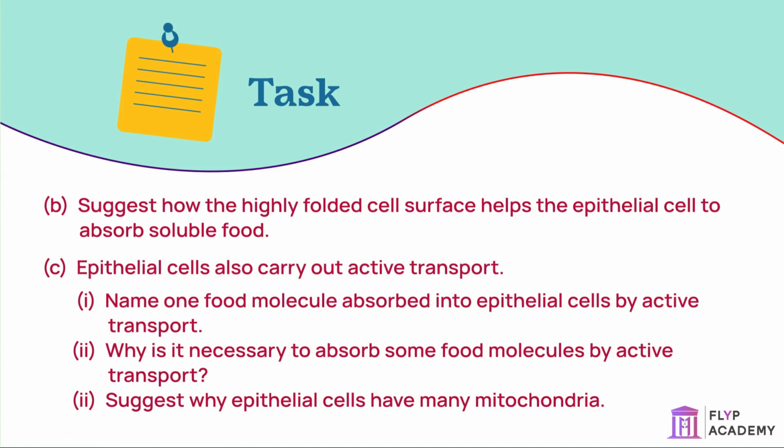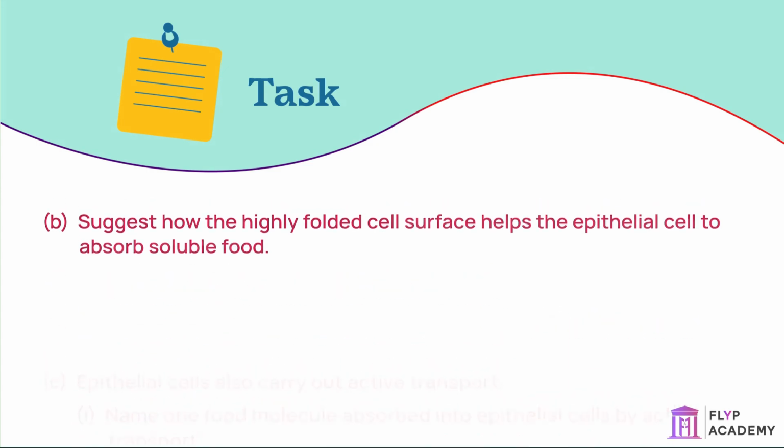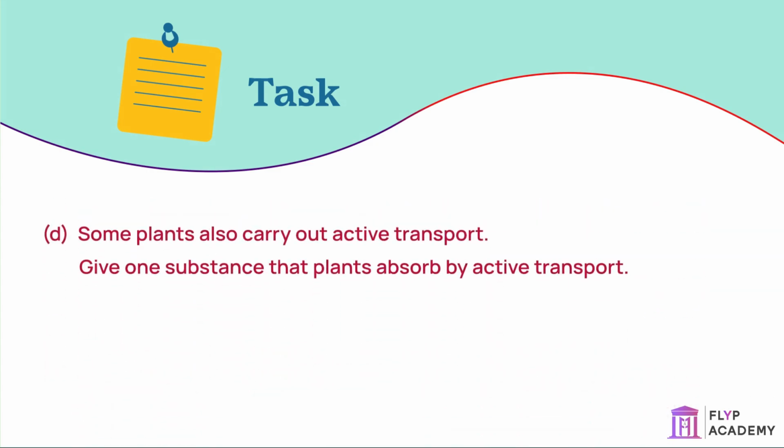2. Why is it necessary to absorb some food molecules by active transport? 3. Suggest why epithelial cells have many mitochondria. D. Some plants also carry out active transport. Give one substance that plants absorb by active transport.